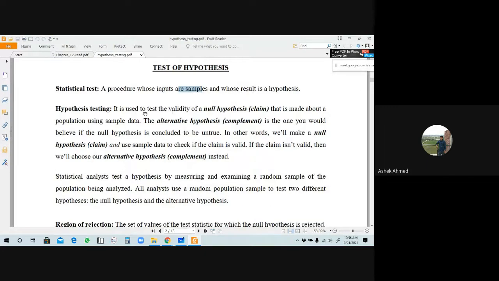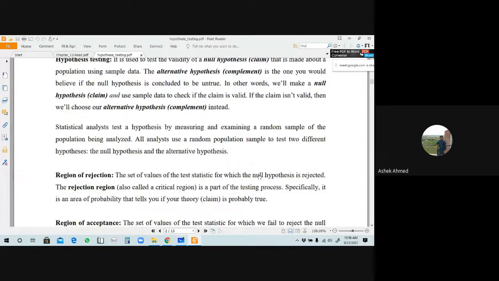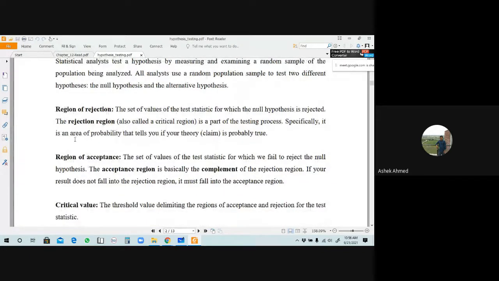Hypothesis testing is used to test the validity of a null hypothesis claim that is made about a population using sample data. And the alternative hypothesis, which is the complement of the null hypothesis, is the one you would believe if the null hypothesis is concluded to be untrue. When the null hypothesis is untrue, we will use the alternative hypothesis. Okay, that is what is given here.